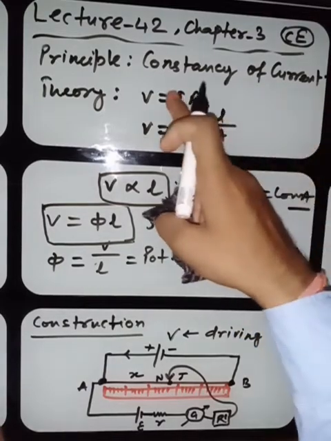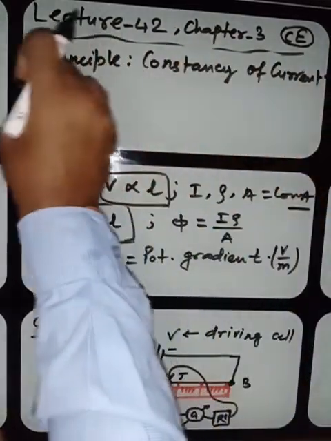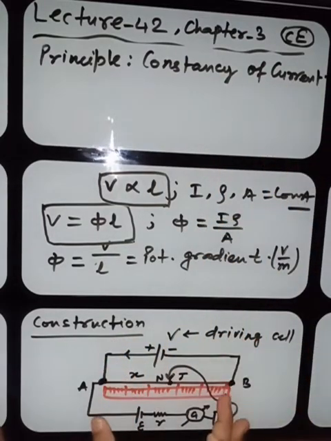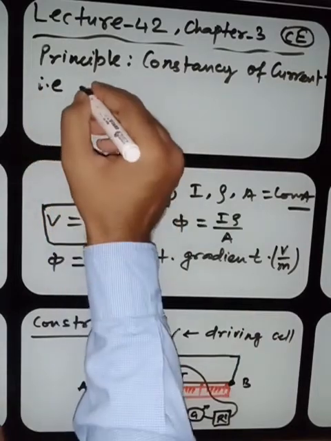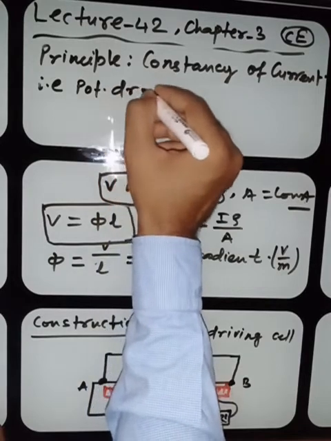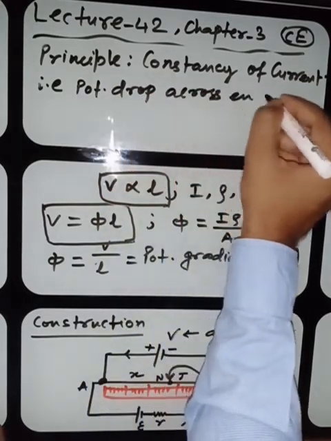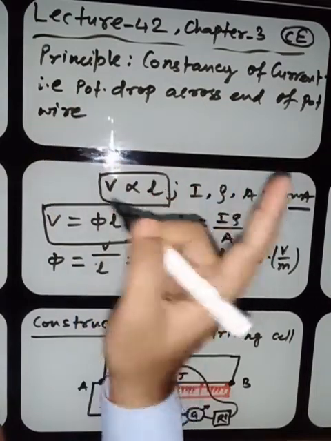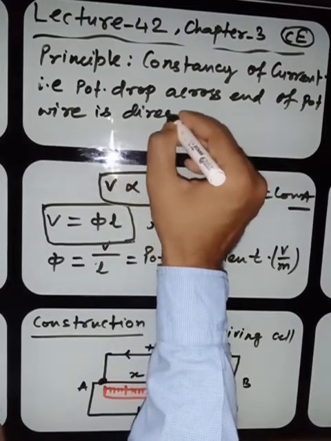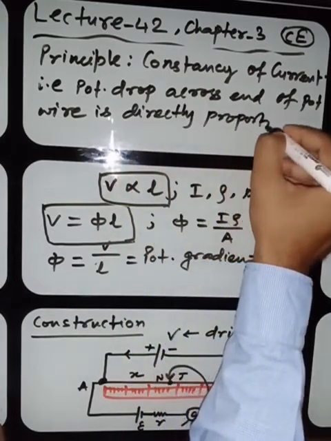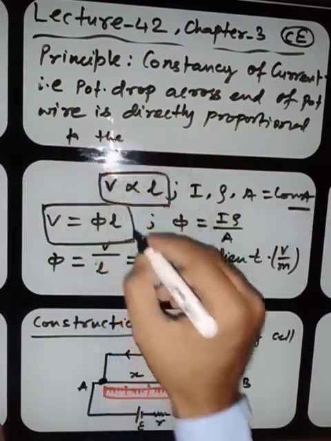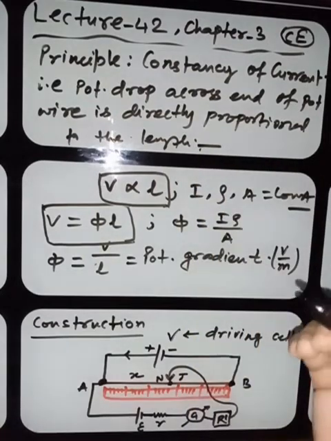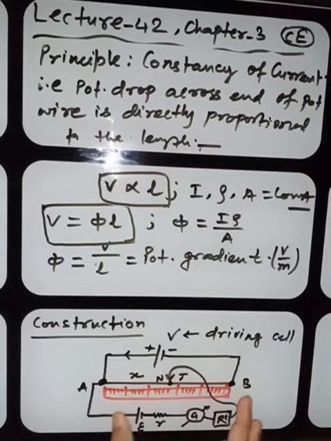You can continue, because constancy of current is not directly mentioned in several books, so you should add a few more words. Constancy of current, that is, the potential drop across the ends of the potentiometer wire. In short, I am writing that the potential drop across the potentiometer wire is directly proportional to the length of the wire. How much potential drops across the wire is directly proportional to the length.